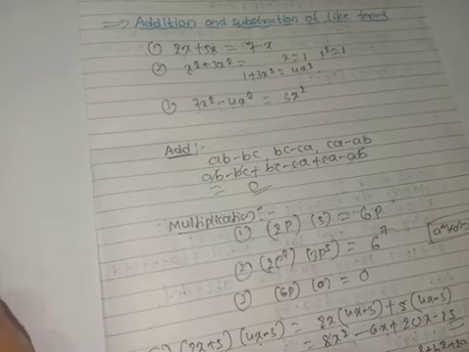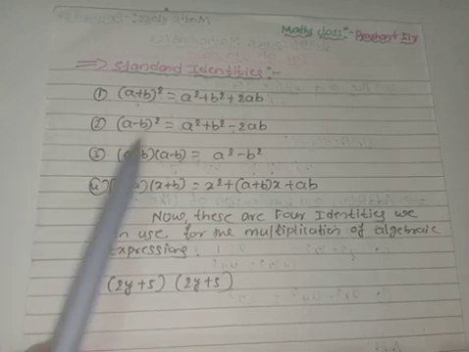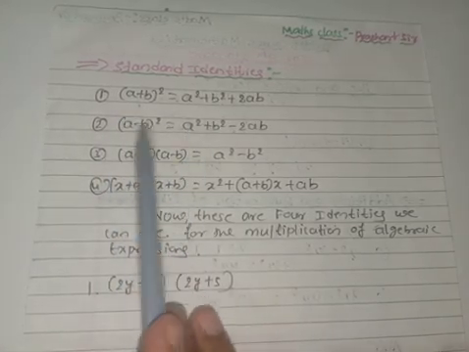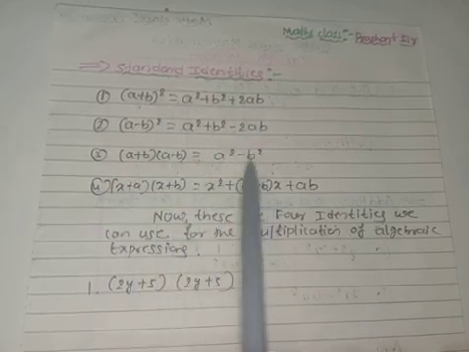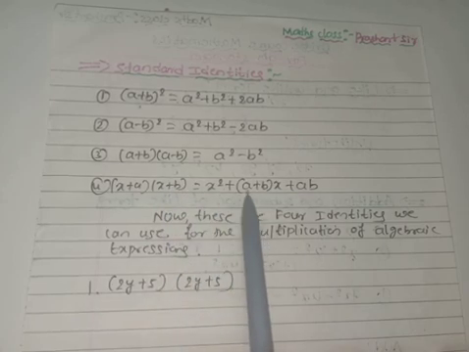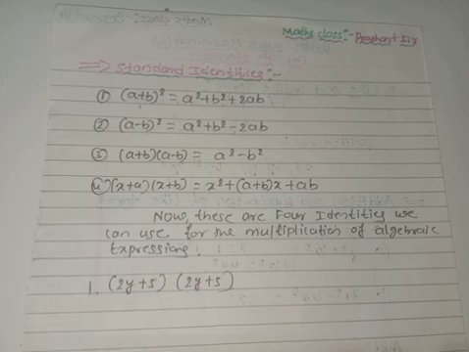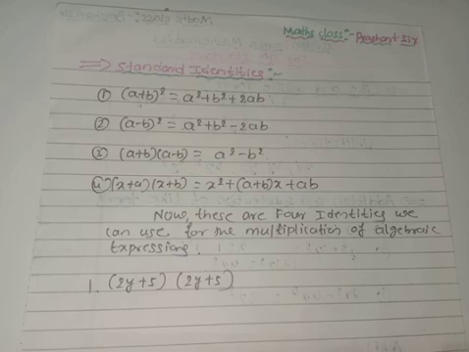Here, students, we already solved that by the identity. Some important identities: a plus b whole square, a minus b whole square, a plus b into a minus b is a square minus b square, and x plus a into x plus b is x square plus bracket of a plus b into x plus ab. These are the 4 identities we can use for the multiplication of algebraic expressions.